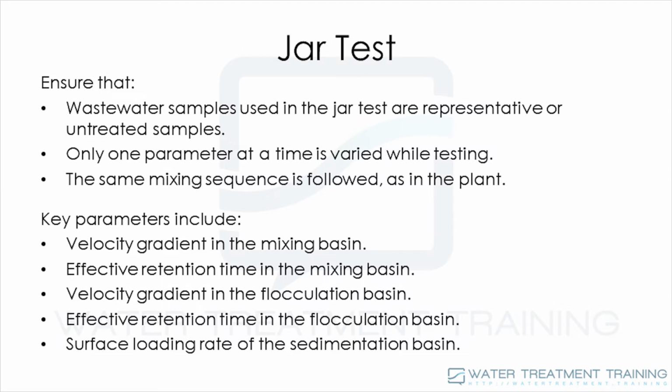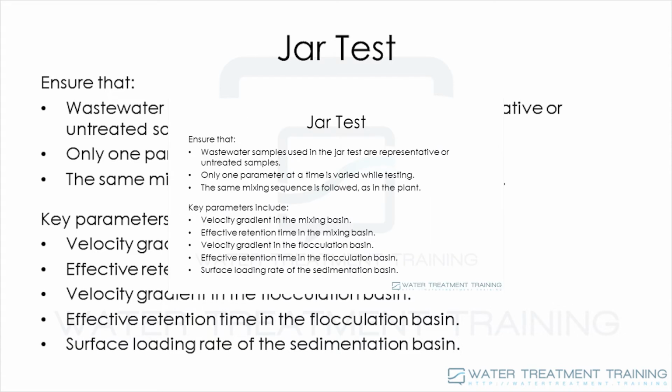The key parameters include velocity gradient or mixing intensity in the rapid mix and flocculation basins, effective retention times in the rapid mix and flocculation basins, surface loading rate of the sedimentation basin, and actual retention time in basins if jar testing is being done to evaluate time-dependent reactions for which full-scale reaction time influences results.